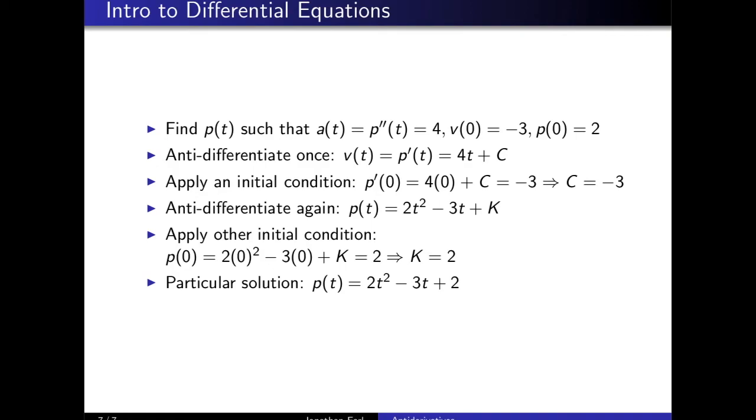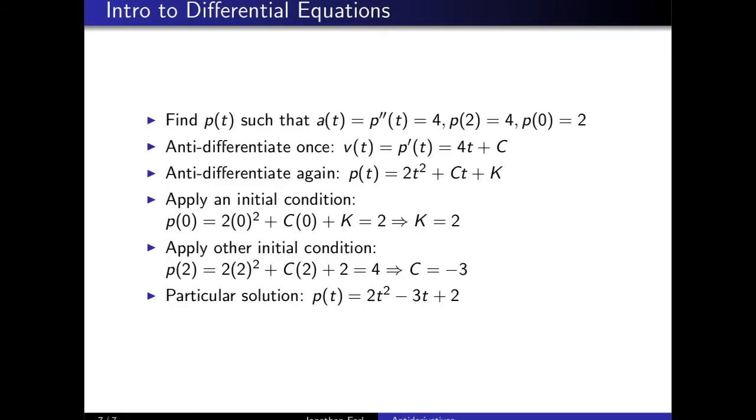And then we'll take the antiderivative of our velocity function to get the position function. Because remember that the derivative of position is velocity, and the second derivative of position, so the derivative of velocity, is acceleration. So we'll get that our position function is going to be 2t squared minus 3t plus some other constant, and I'll call it k. And now we use our second initial condition, so the condition that the position at time 0 is 2. And when we do that, we find that k is 2. So our particular solution is going to be p equals 2t squared minus 3t plus 2.